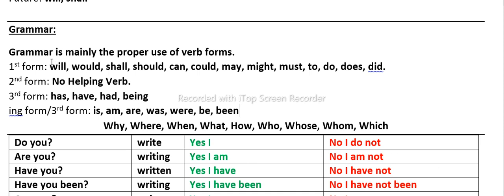Here I was telling you that will, would, shall, should are followed by first form. And what if be is the first form? So we can say will be, would be, shall be, should be, can be, could be, must be. But after the word be, you will use the form of verb according to be, not according to will. If you are saying will, I will go, this is correct. But when you say I will be, it will be going. I will be going.